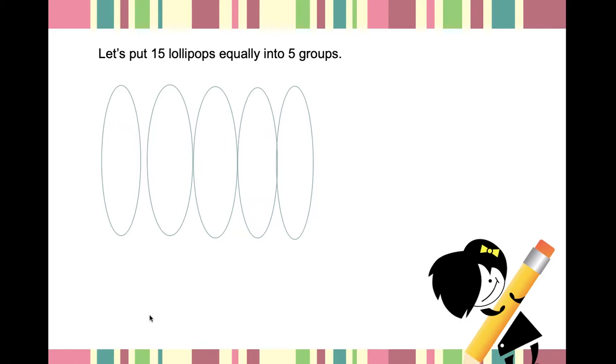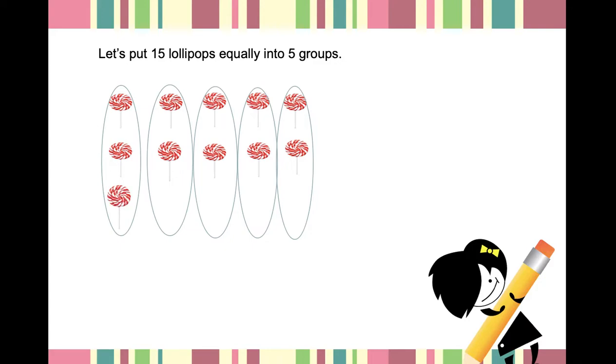Let's get started. 1, 2, 3, 4, 5, 6, 7, 8, 9, 10, 11, 12, 13, 14, 15. So we have divided these 15 lollipops into 5 equal groups.